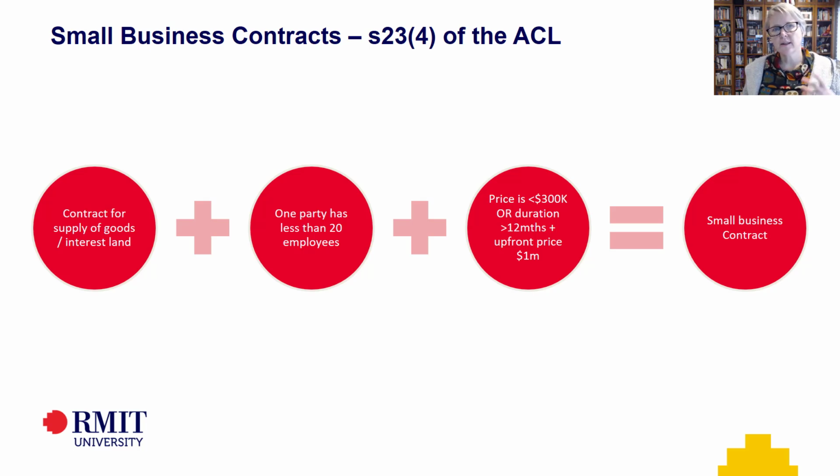It's also worth noting that subsection 23(5) provides that in counting the number of people employed by a business for the purpose of working out whether it meets the 20-person threshold, we don't count any casual employees unless they are employed by the business on a regular and systematic basis.